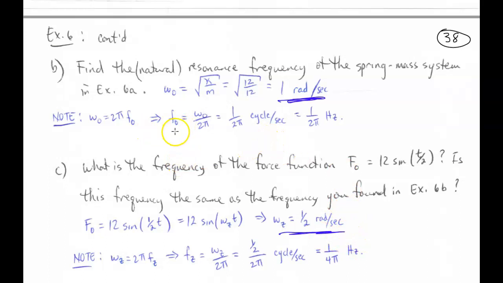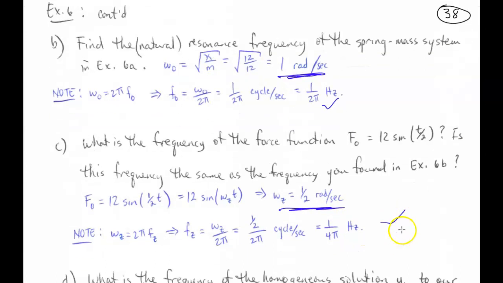And the frequency in hertz is just going to be this 1 radian per second divided by 2 pi. Same deal here: it's going to be 1/2 divided by 2 pi. So it ends up being 1/4 pi hertz.